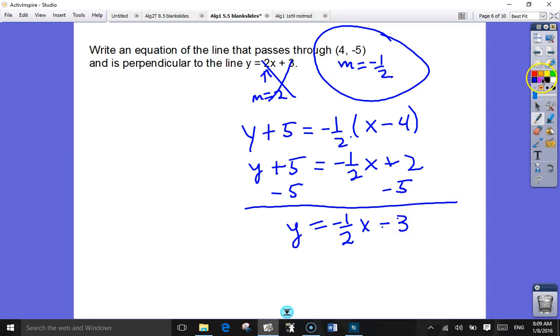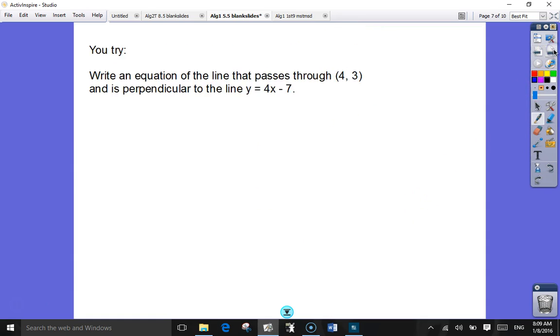So here's your U-try. Try to do the same thing with that. Look at that equation, figure out the slope, and then figure out what your slope must be if it's perpendicular to that.